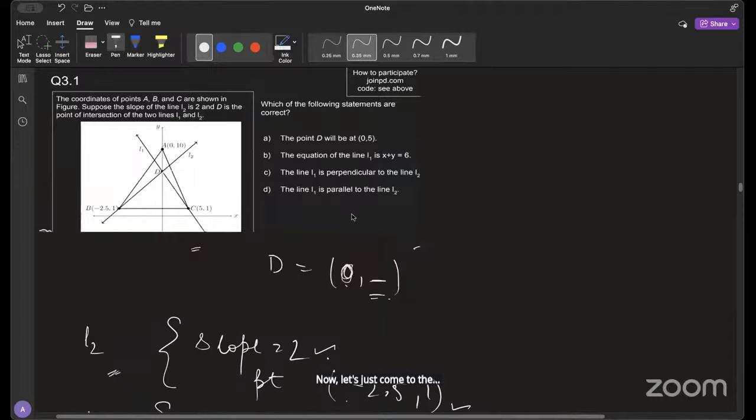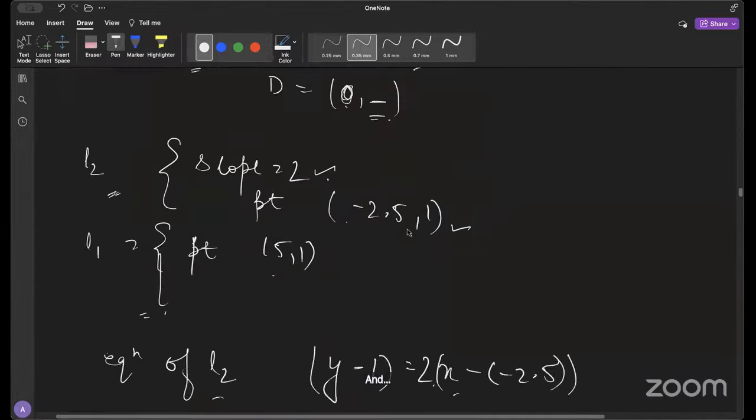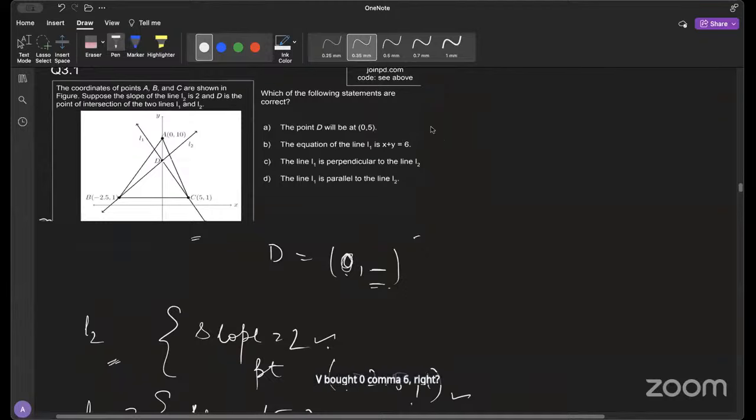Now let's just come to the options. The first option says that D will be at 0, 5. And we got 0, 6, right? So this should be incorrect. Then the equation of line L1 is also 6 minus x. This is y equals 6 minus x only, rewritten as x plus y equals 6. So this option should be correct.